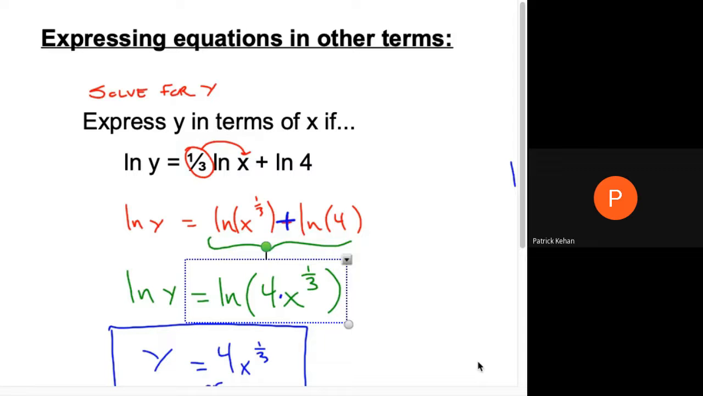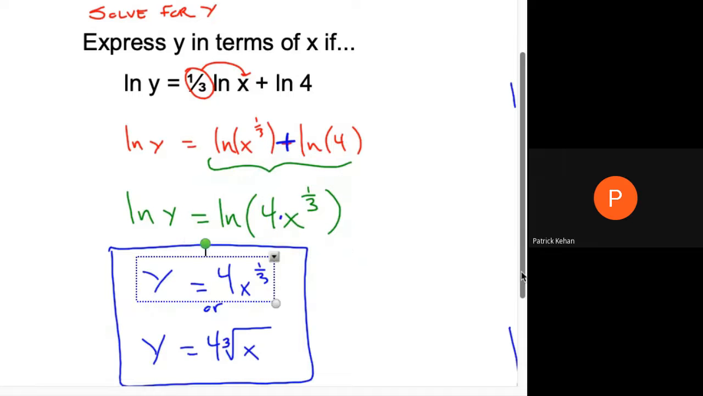Solving for y. So we have a log equal to a log. And we can use that third property we discussed yesterday. Both of these logarithmic terms are in the same base e. So if that's a true statement based on the equal sign, then we can just turn around and set the arguments equal to each other. y equals 4x to the 1/3.